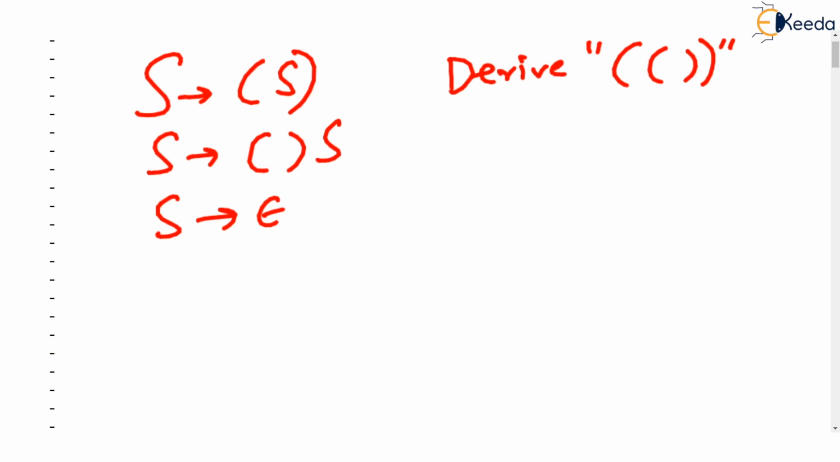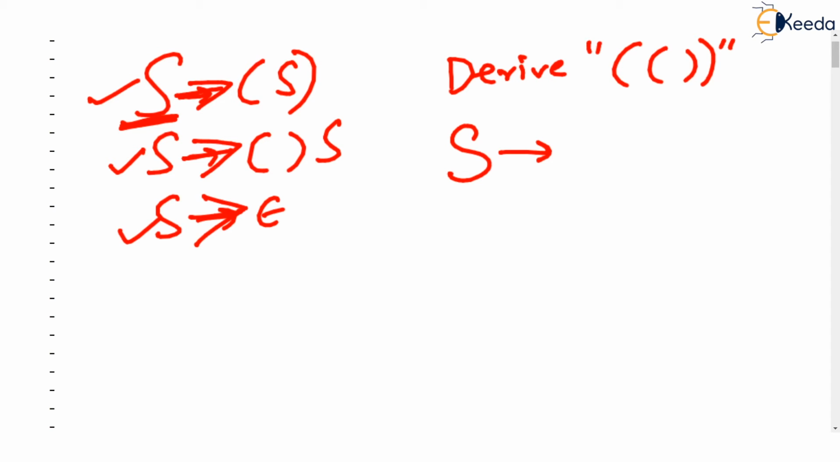Obviously, your derivation will start with S because S is the start symbol, and you have three options. You can replace this S with anything, because you can take S as this, or as this, or as this. You are free. That's the word: context free grammar. First of all, you are free to replace S with any of the rules given pertaining to S.